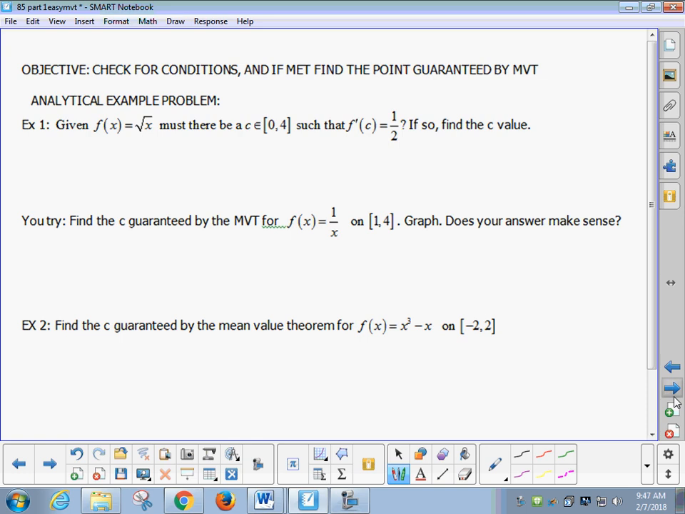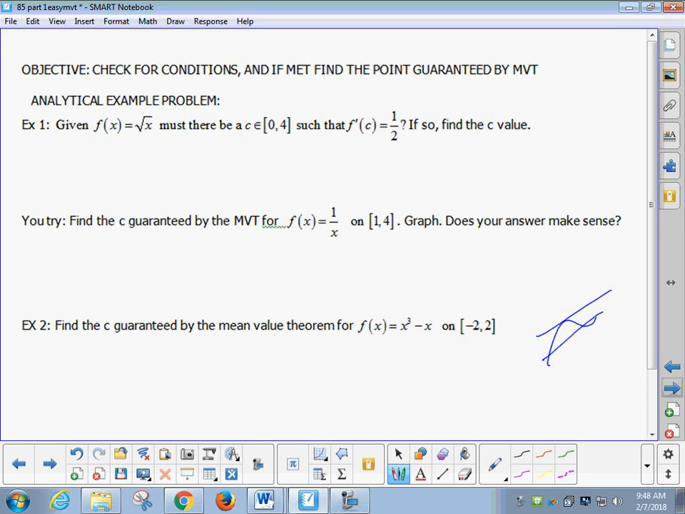All right. So the second skill then is, I know the conditions are met, the MBT applies, there's a place where the instantaneous rate of change equals the average rate of change. Then the question is, find it. The question could be worded a couple different ways. Say it looks like this. Given f of x equals the square root of x, must there be a c in 0 to 4 such that f prime at c equals 1/2? If so, find the c value. Now that really is 2 questions. A proof question and a calculation question.